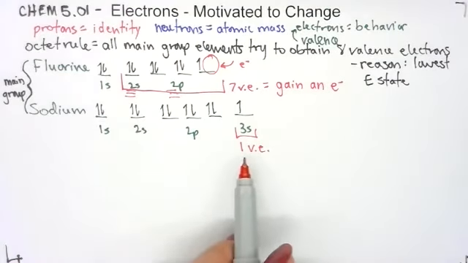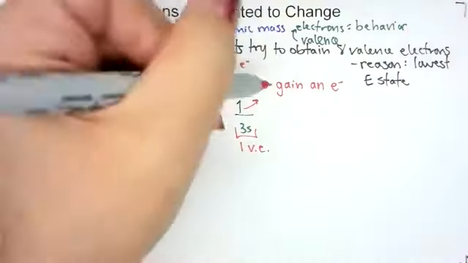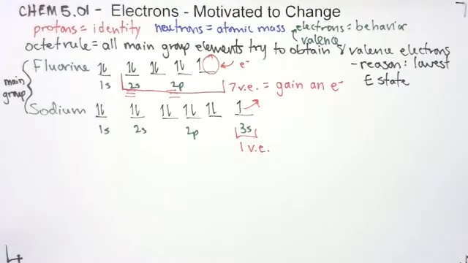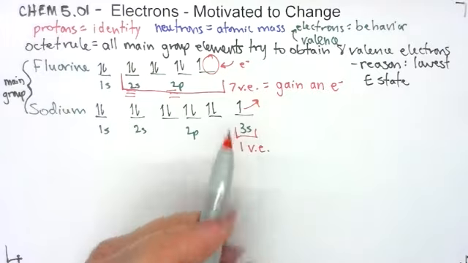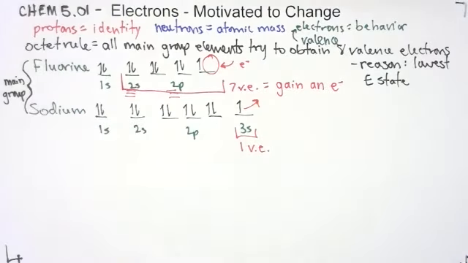Well, sodium only has 1 valence electron, and gaining 7 valence electrons is just not feasible. There's a much easier way. Do you see what it is? All he's got to do is kick this guy out, like he's a 40-year-old living in the basement without a job. Hit the road, Jack. And if we get rid of this, now our valence electrons are here.